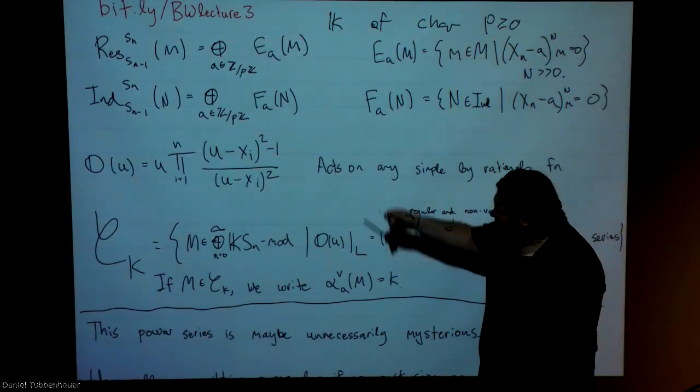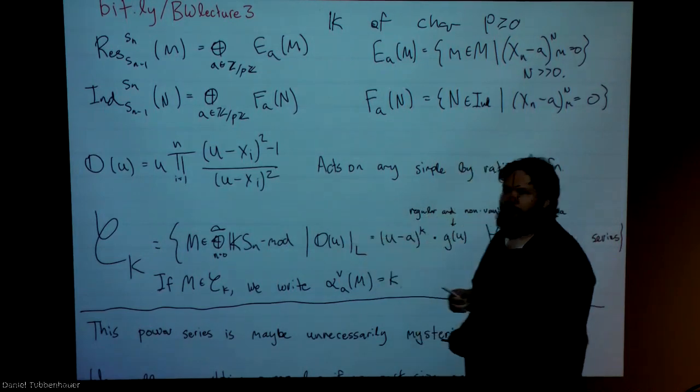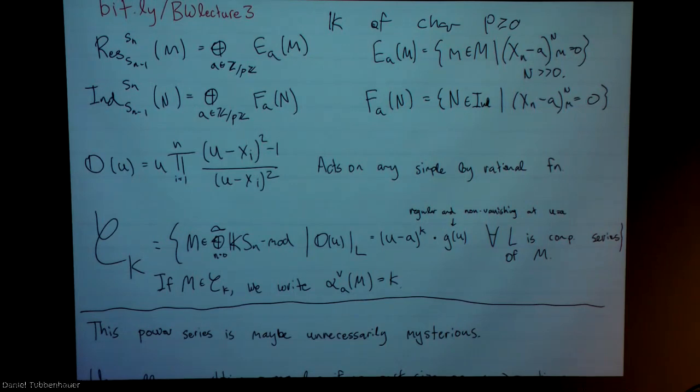The cleanest description of this, even though it's a little strange, is that I have this rational function valued in the center of KS_n. So this is a symmetric polynomial in the Jucys-Murphy elements. So this lies in KS_n. I might actually want Laurent series in u inverse.